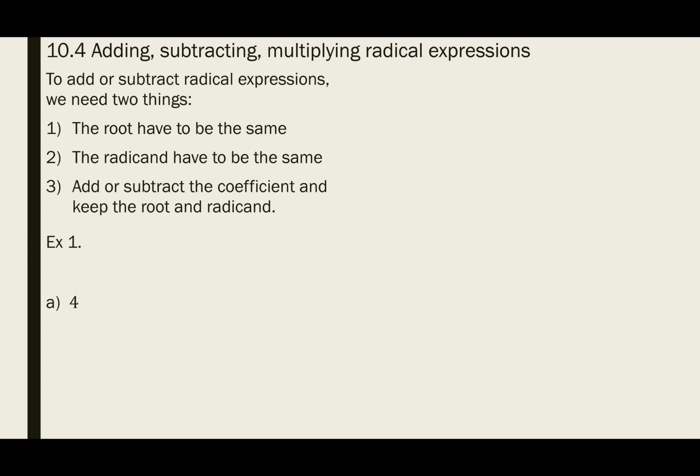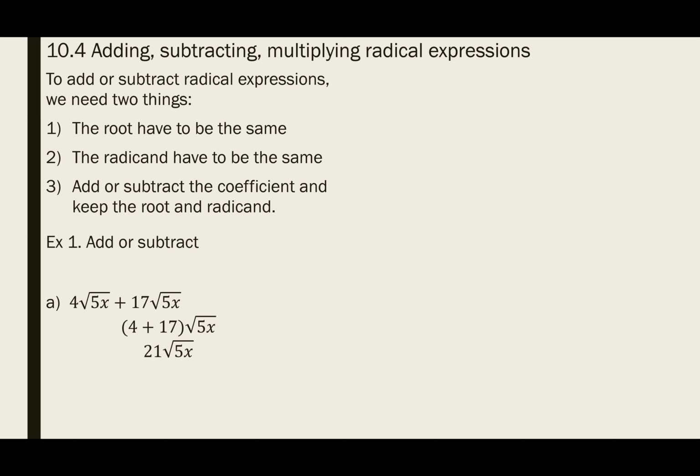Looking at this item here, for instance, if I have 4 square root of 5x plus 17 square root of 5x, do you agree that we have a square root and a square root? We're good to go. Do you agree that the radicand, the item inside your root, is 5x and 5x? If you have number 1 and number 2 checked, we take the coefficients, the 4 and the 17, and add them together, and what you have is 21 square root of 5x.